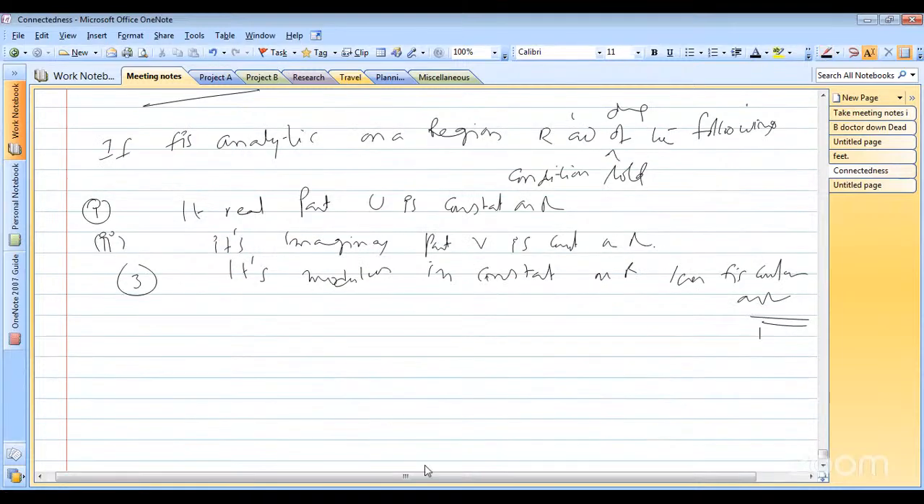We know that first we have to prove conditions 1, 2 and 3 here. We write the proof here.